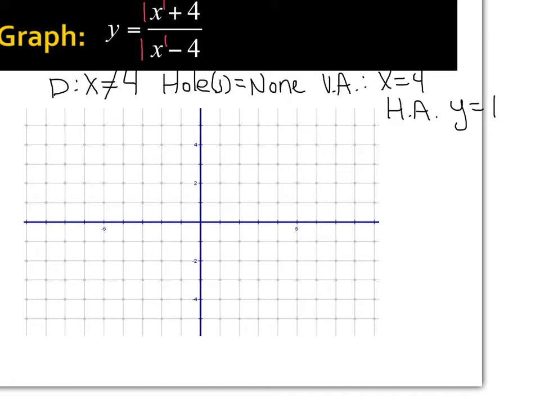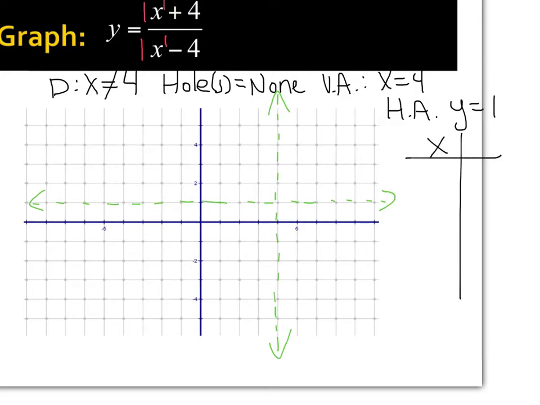Let's graph my asymptotes now. Well, my vertical asymptote is at x equals 4. And my horizontal asymptote is at y equals 1. At this point, I need to plot some points to figure out what my graph is going to look like. So I'm going to set up a t-chart with my x and y values. Now the way I'm going to pick my x values for this is I'm always going to pick 3 to the left of my vertical asymptote and 3 to the right.